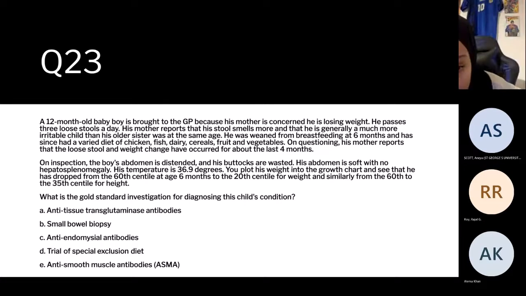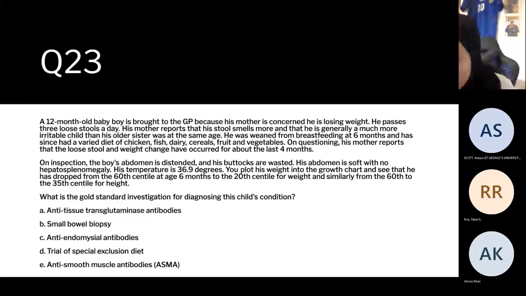So is it A, anti-tissue transglutaminase antibodies, small bowel biopsy, anti-endomysial antibodies, trial of special exclusion diet, or anti-smooth muscle antibodies?